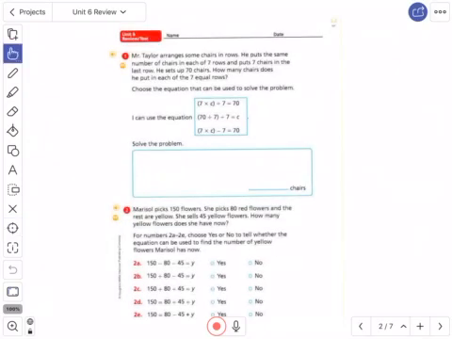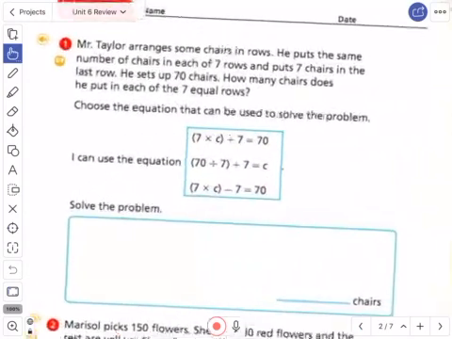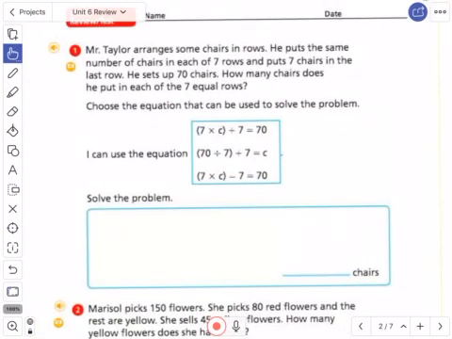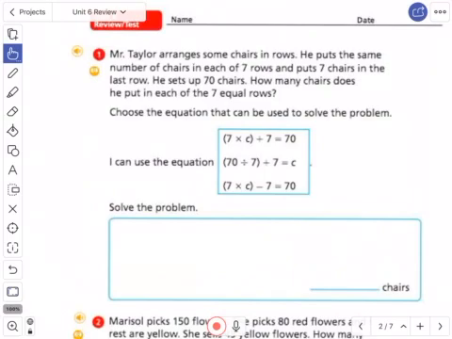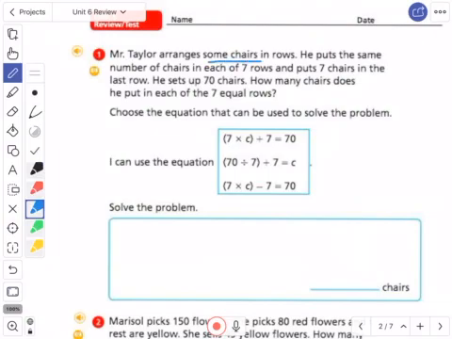Okay, I'm going to start by just reading number 1 and number 2, and then we'll come back to check this page out. Okay, so Mr. Taylor arranges some chairs in rows. Okay, so we don't know how many chairs go in each row yet. He puts the same number of chairs in each of 7 rows and puts 7 chairs in the last row.